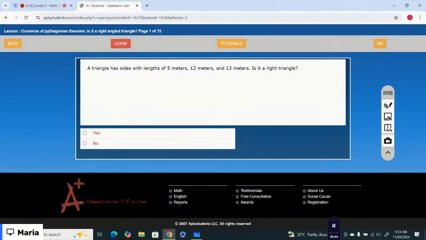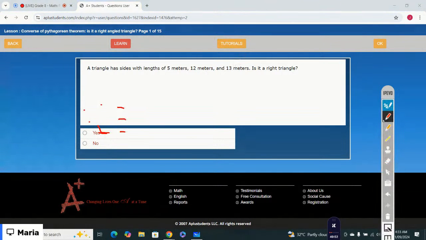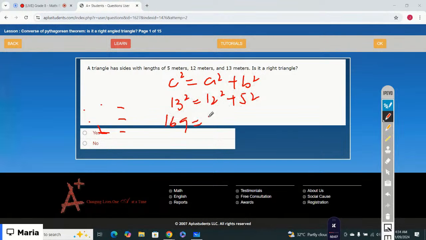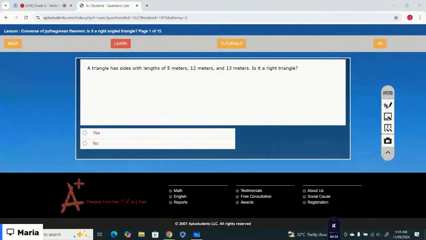A triangle has side lengths of 5 meters, 12 meters and 13 meters. Is this a right angle triangle? So let's just see, the longest side is always the hypotenuse. So 13 is C, right? So then we have to do C square equals A square plus B square. 13 square equals 12 square plus 5 square. That is 169. 12 square is 144 plus 25 is 169. Both sides are exactly equal, right? That means the side lengths 5, 12 and 13 make a right angle triangle. The correct option is yes, this is a right angle triangle. Got it?